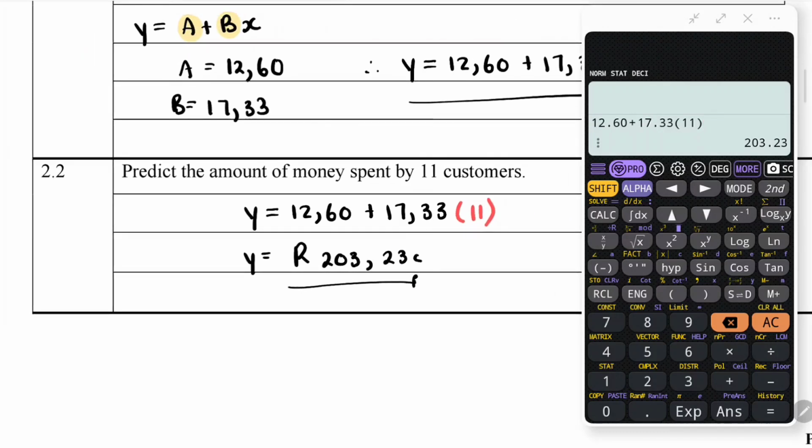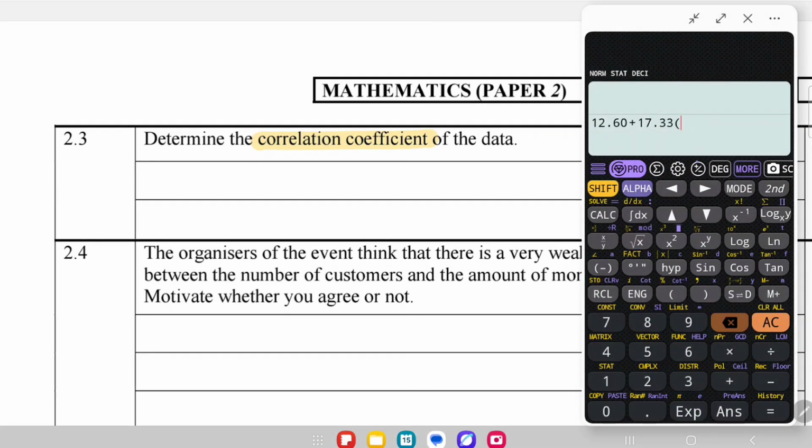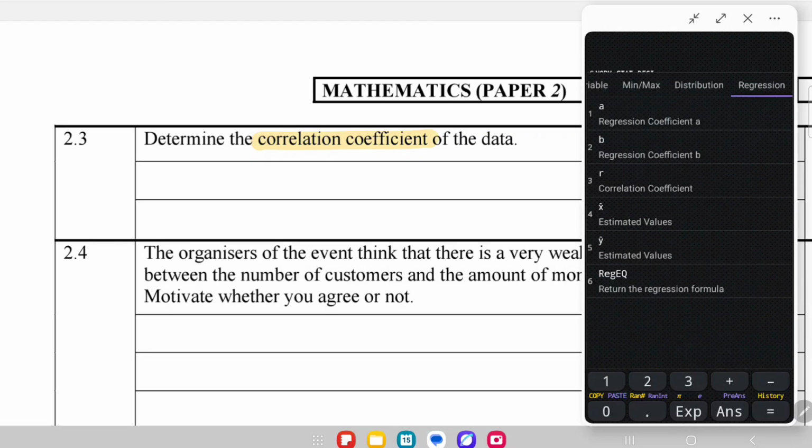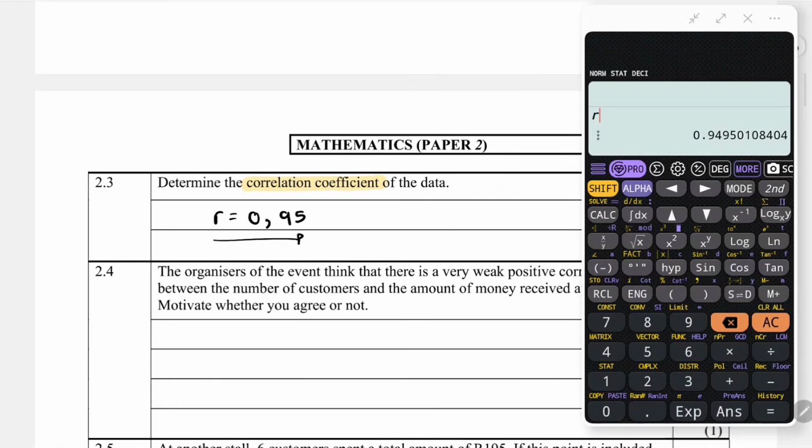Moving on to the next question. Question 2.3 says, determine the correlation coefficient of the data. So on our calculator, you can just remove all of that. You can just press AC, Shift, and 1. So Shift 1, and then again go to regression. Then you will see that the third option would be the correlation coefficient R. So we'll just tell them that R is simply equal to 0.9, and that's going to round up to a 5, so 0.95. And that is our answer.